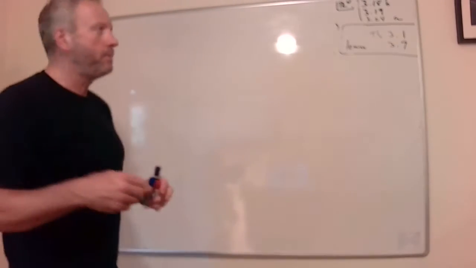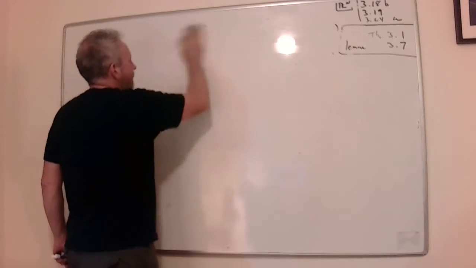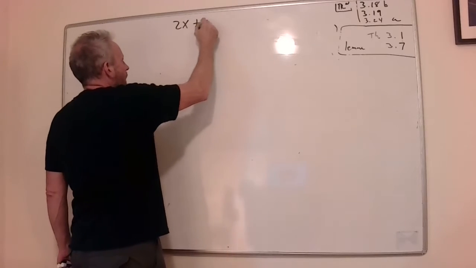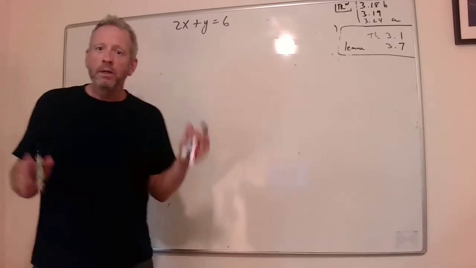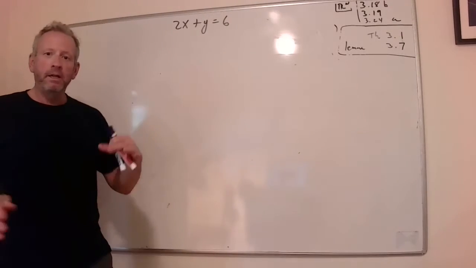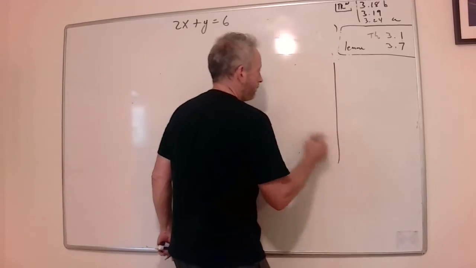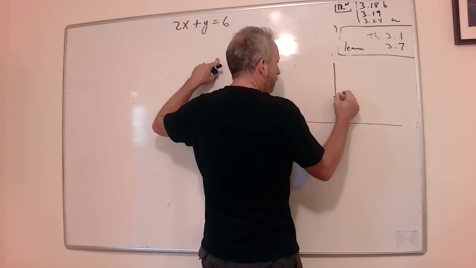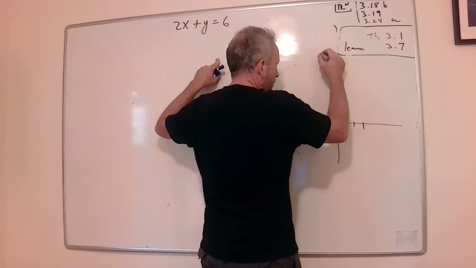So let's just use a really simple example. Let's say we have 2x plus y equals 6. Now that's one equation and two unknowns, and we know what the solution looks like. It's going to be a straight line, right? So there'll be infinitely many solutions. Here, I'll draw it. The y-intercept is 6: 1, 2, 3, 4, 5, 6. The x-intercept is 3. So it looks like this.